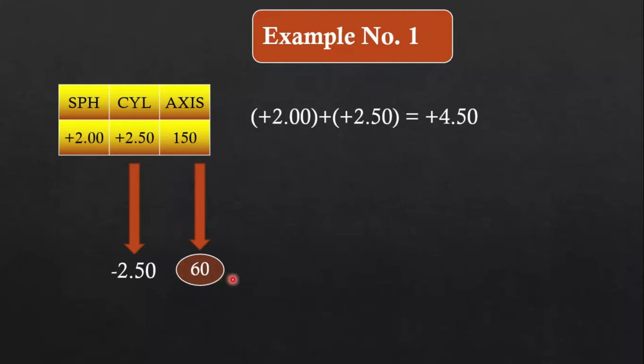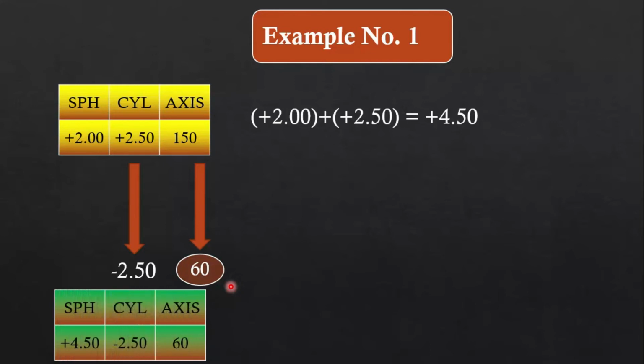Friends, actually we haven't done it, because as per step 3, as I told you, the axis should never exceed the value of 180, and it should be between 1 to 180. So in this case, we have to subtract the value of 90 from 150, and you will get the new cylindrical axis, that would be 60. So after transposing, the prescription would be plus 4.50 diopter sphere with minus 2.50 at the axis of 60 degrees.